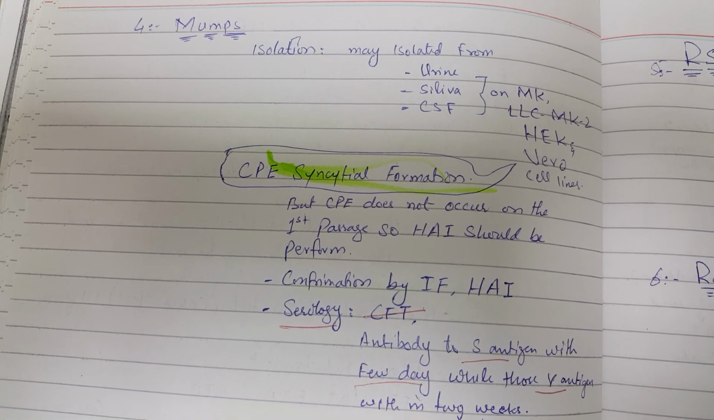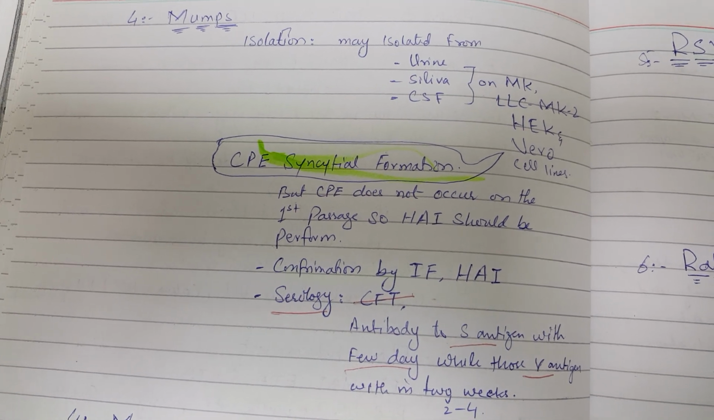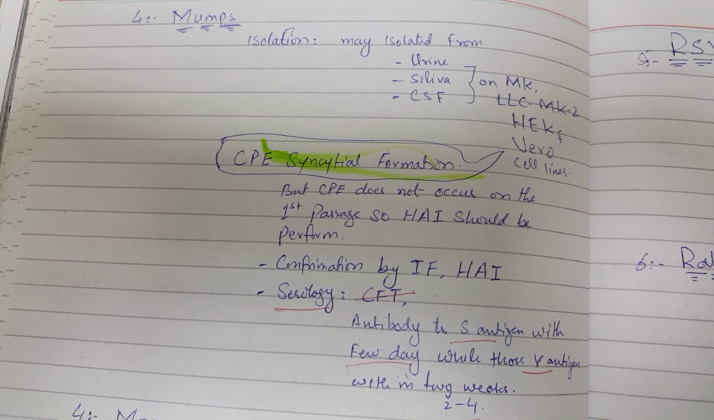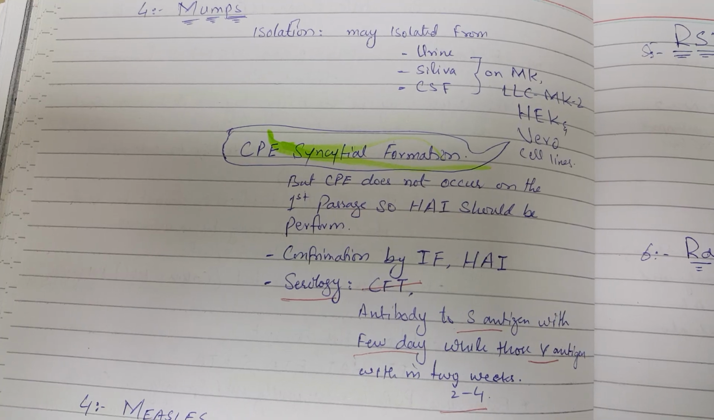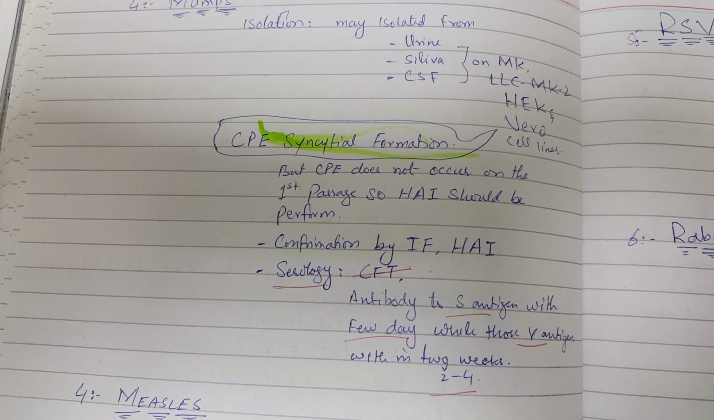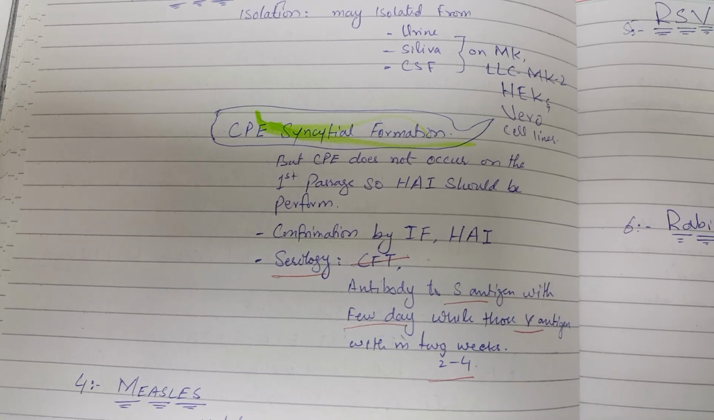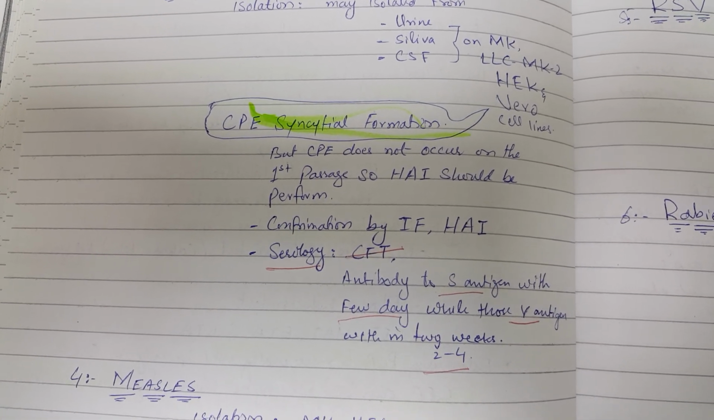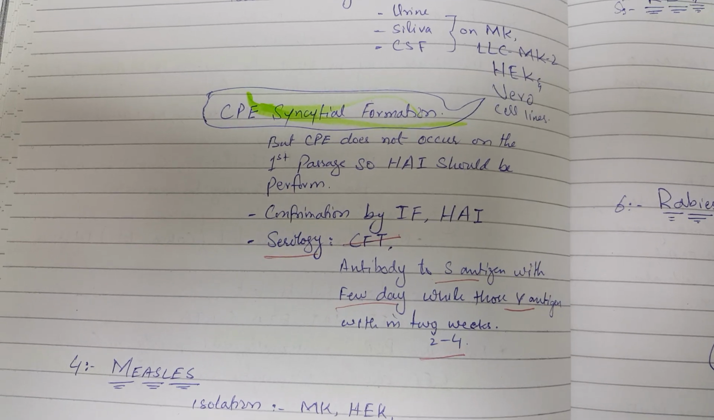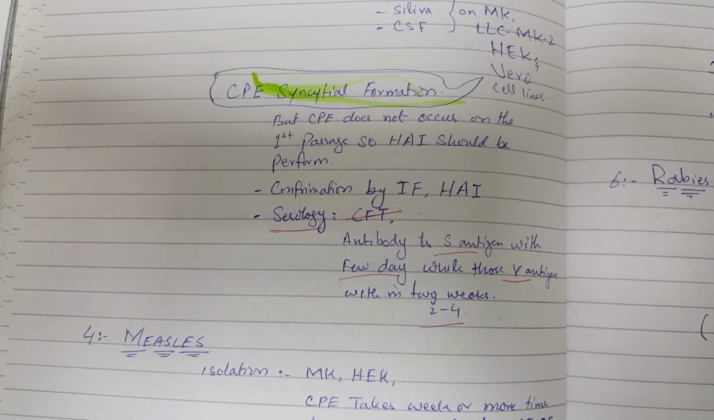So hemadsorption inhibition should be performed, and confirmation by immunofluorescence and hemadsorption inhibition. In serology, the antibody to S antigen will appear after a few days, while those to V antigen appear in 2 to 4 weeks.